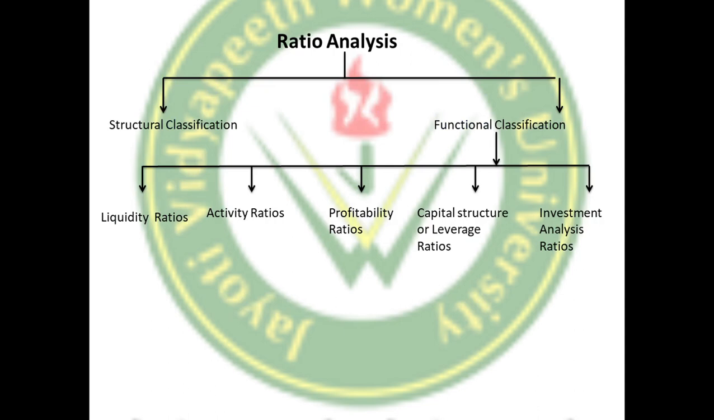Ratio analysis is divided into two parts: structural classification and functional classification. Functional classification is further divided into five parts. First is liquidity ratio, second is activity ratio, third is profitability ratios, fourth is capital structure or leverage ratios, and fifth is investment analysis ratio.